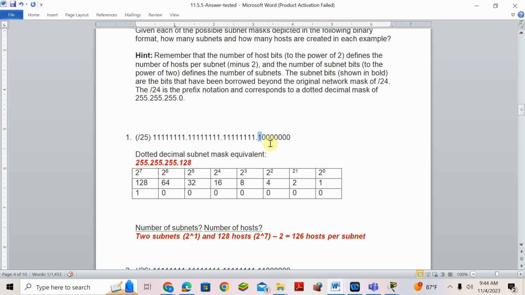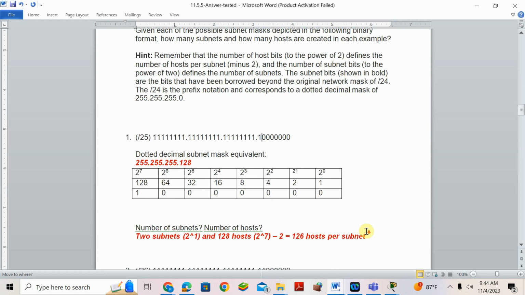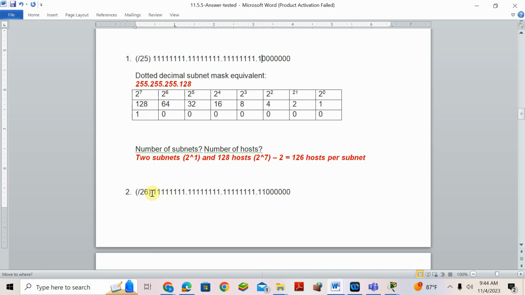And how many hosts? So for hosts, the formula is 2 power h minus 2. How many host bits do we have here? 1, 2, 3, 4, 5, 6, 7. So 2 power 7 minus 2, 126 hosts per subnet. Okay. So here done.